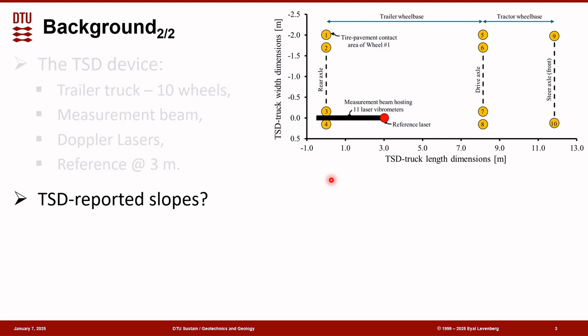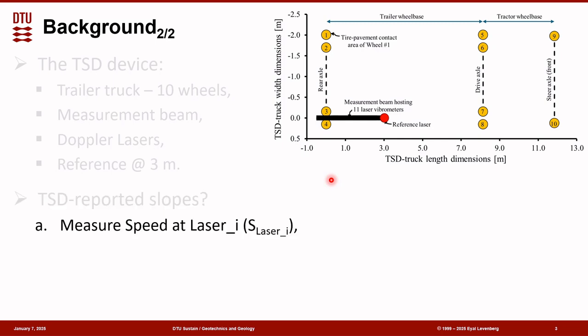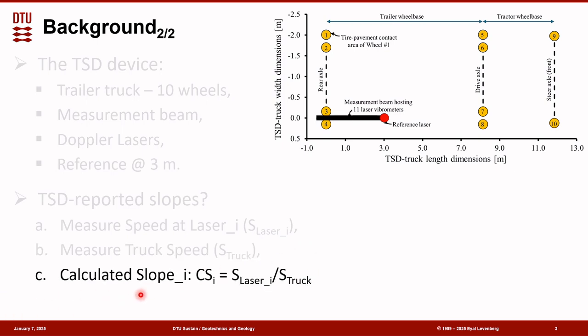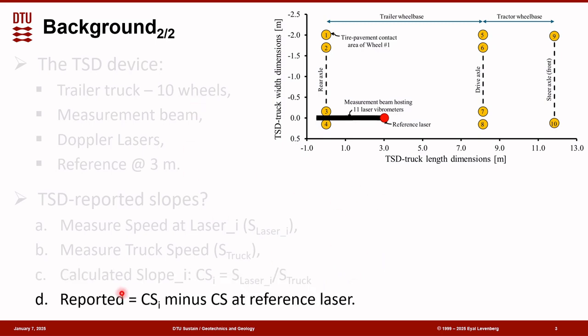And what are the TSD reported slopes then? The measured speed at laser eye is collected, and then there's a speed of the truck, S truck, and the calculated slope is the ratio between the speed recorded by laser eye divided by the speed of the truck. Now the reported slopes from the machine are the calculated slopes of each of the lasers minus the calculated slope at the reference laser, the one that is about 3 meters away in front of the rear axle.